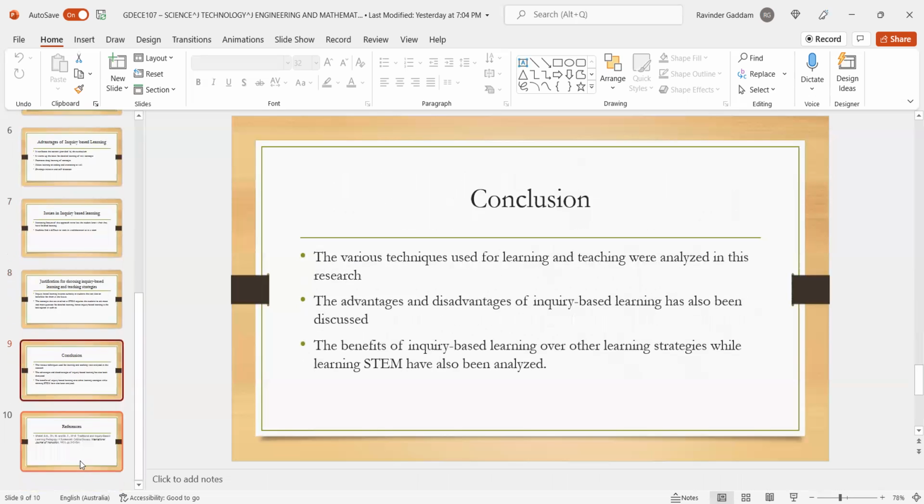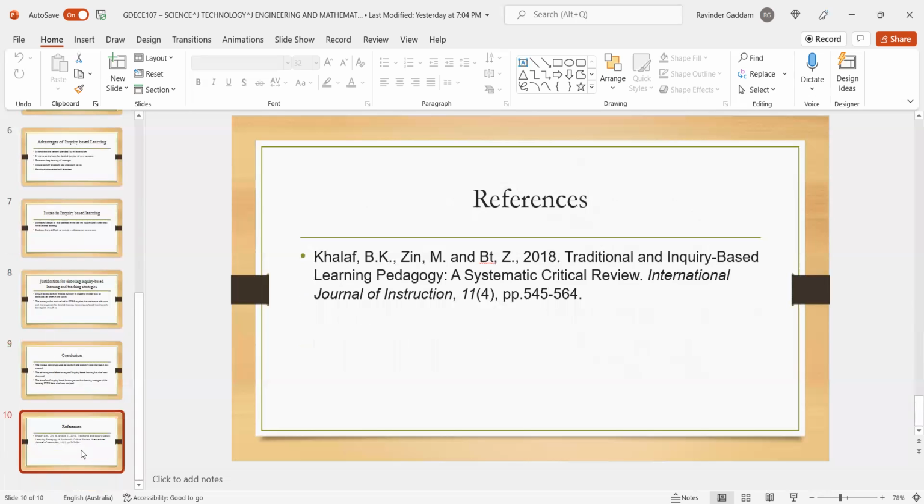And conclusion: the various techniques used for learning and teaching were analyzed in this research. The advantages and disadvantages of inquiry-based learning have also been discussed. The benefits of inquiry-based learning over other learning strategies while learning STEM have also been analyzed, and the difference. And that's all.